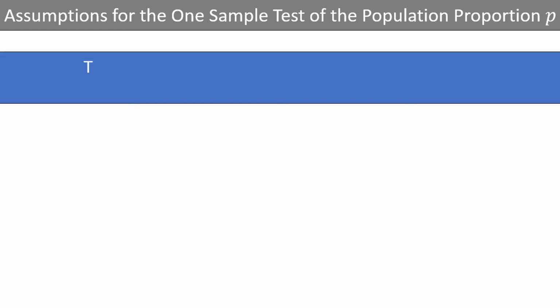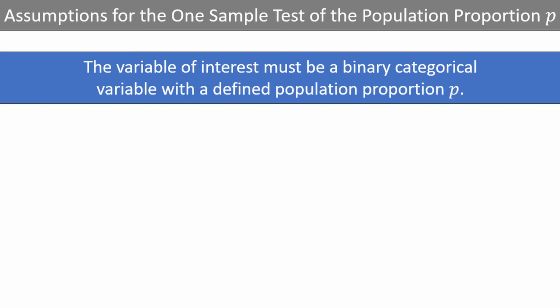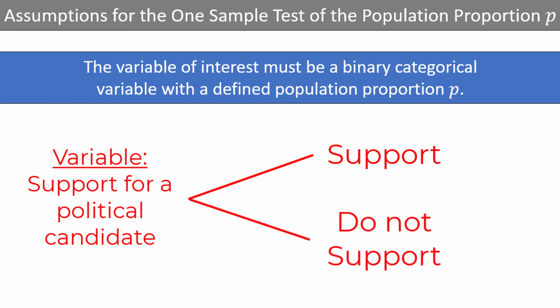There are a number of assumptions required in order to complete a hypothesis test for the population proportion. The variable of interest must be a binary categorical variable with a defined population proportion p. P comes from the binomial distribution, which you may remember has two outcomes, success and failure, which can be defined in a variety of ways. For example, we may have the variable of support for a particular political candidate with responses of either support or do not support. There are two outcomes, and the population proportion is the proportion of individuals in the population who support the particular political candidate.